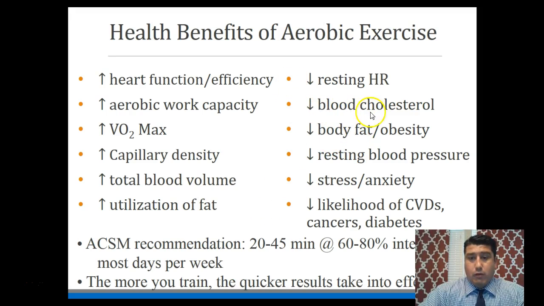Okay, we have lower blood cholesterol, lower body fat percentage, and lower prevalence of obesity among people who engage in exercise on a regular basis. Lower resting blood pressure, which is another decrease in prevalence of a disease, hypertension. Less stress and anxiety. We'll talk more about that when we talk about stress management later on this semester. And a decreased likelihood of developing cardiovascular disease, cancers, and diabetes.